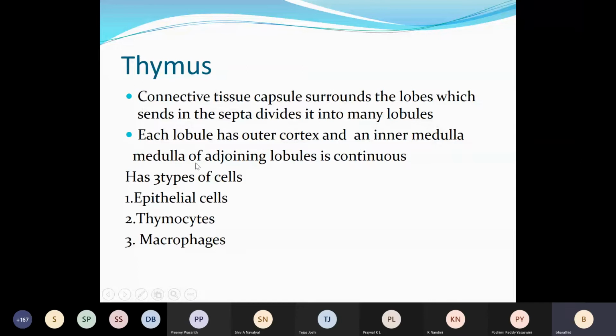Now you can all write down this slide. In your exams, if you write these many points, it is more than enough. These are important points which you cannot skip. You have to write this down. Each lobule in the thymus has an outer cortex and an inner medulla, and the medulla of adjoining lobules is continuous.